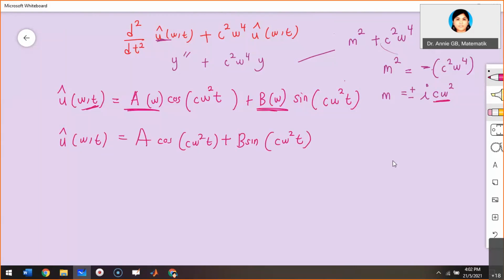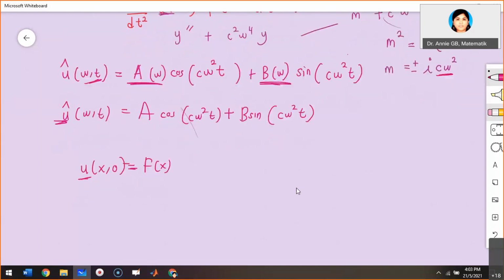Tapi initial condition dia adalah u(x,0) equals to f(x). Boleh tak kita apply terus kepada condition ni? Tak boleh sebab this is u hat. So you need to use Fourier transform. Okay, take the Fourier transform for the initial condition, take the Fourier transform for both sides, f(x).